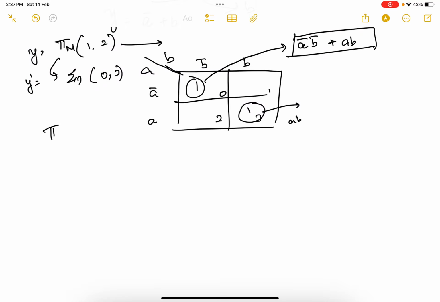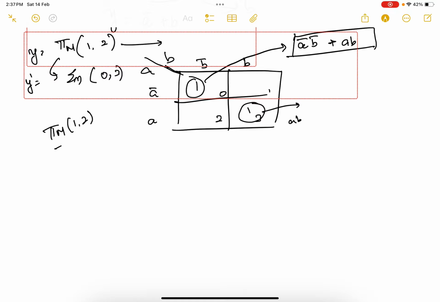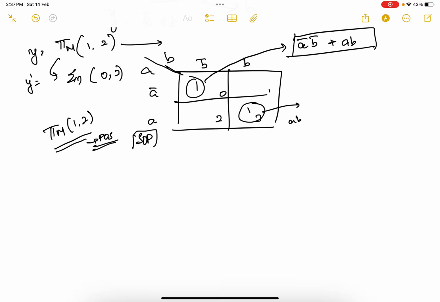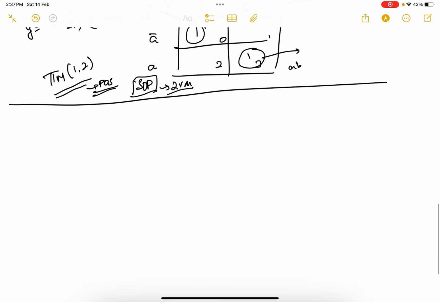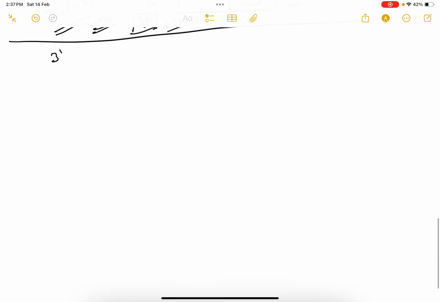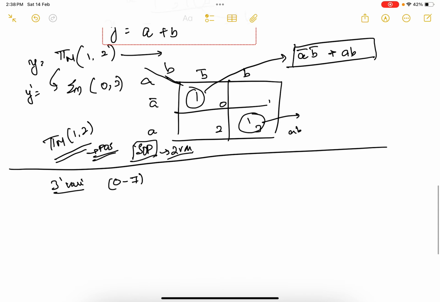But once you are supposed to write your pi of 1, 2 using POS, okay, using POS I will be explaining in the upcoming sessions. So this session is completely dealing with your SOP form, that too only two variable format. Okay, so the next thing we are going to see is a three variable function. Three variables means what? You will be having the values from 0 to 7.